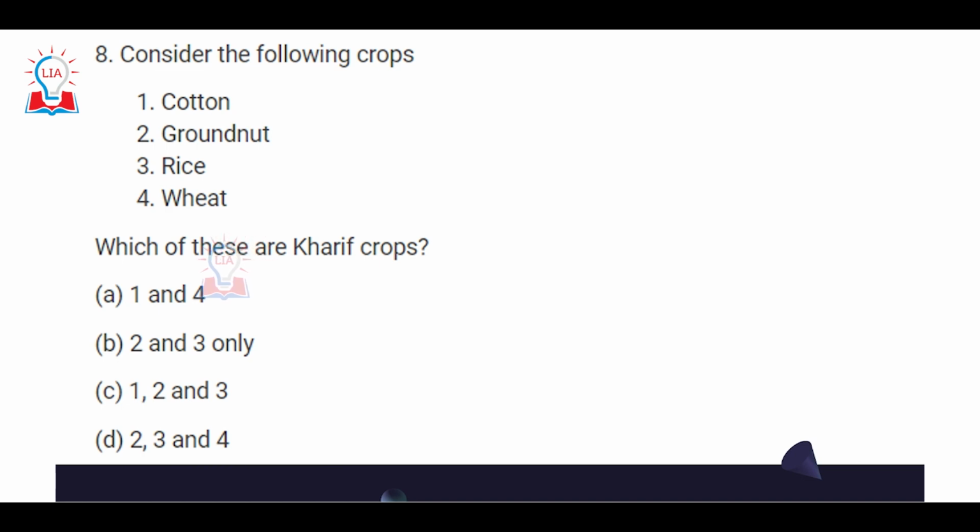The eighth question is related to crops. Names of crops have been given, and you have to pick the crops which are sown in the Kharif season or are characterized as Kharif crops. So we have cotton, groundnut, rice, and wheat. This is a very factual and easy question, easily picked from the NCERTs, and the correct answer here is C, 1, 2, and 3. Cotton, groundnut, and rice, all three are examples of Kharif crops. The only crop that is a Rabi crop is wheat.